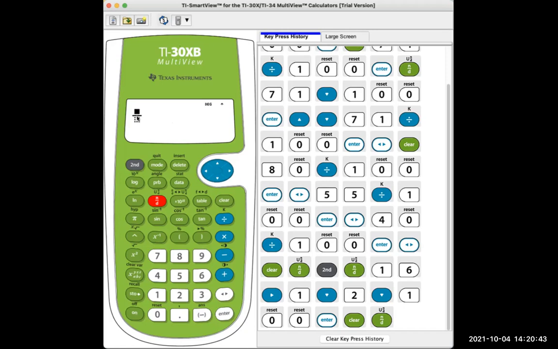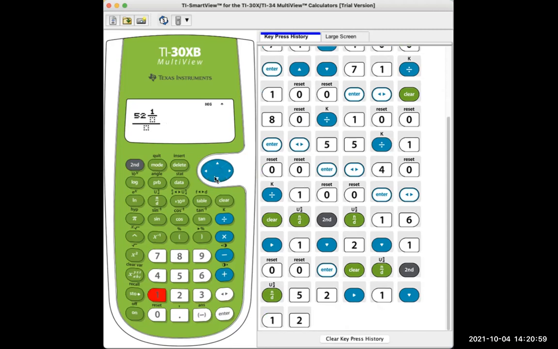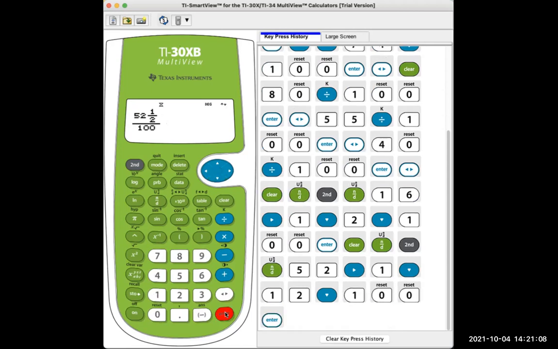So we got our fraction out. We need 52.5 at the top, yeah? So I'm just going to press second, then the mixed number key. So you can see the mixed number shows up now. 52, arrow to the right, 1 at the top, 2 underneath, and we press down once more. The number at the very bottom is 100. Just press enter. 21 over 40.